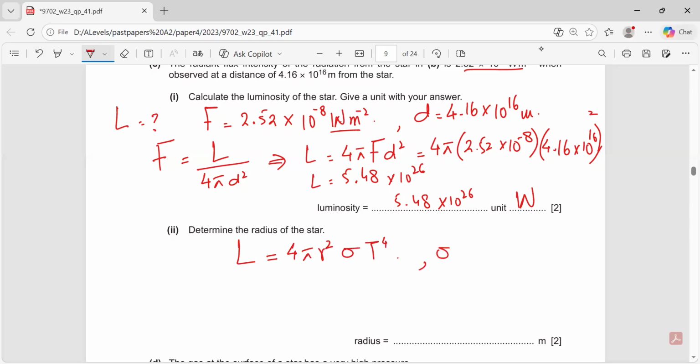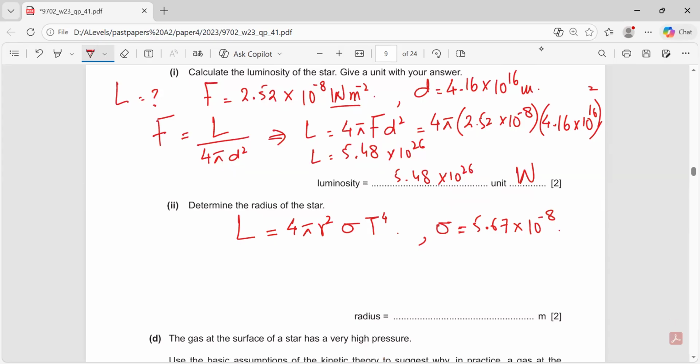And we know the value of this constant. It will be given to you in the data sheet: 5.67 into 10 power minus 8. So this is the value of the constant provided to you. What we have to do is find this R. We have the luminosity from the previous part and the temperature of the star from the above part. So R square equals L divided by 4 pi sigma T power 4.